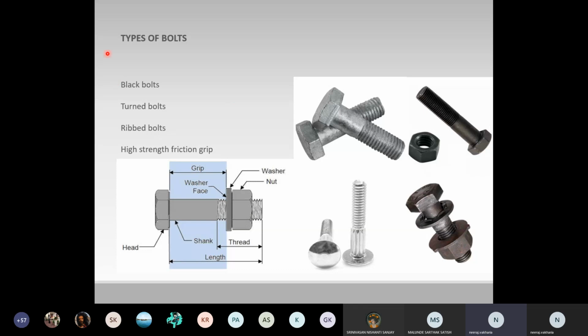So now there are four types of bolts. In terms of image or in terms of components, it seems to be the same, but the material and strength of it differs. Based on that, these are the types. The first is black bolts or unfinished bolts.